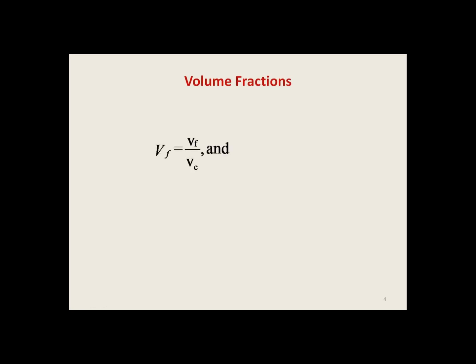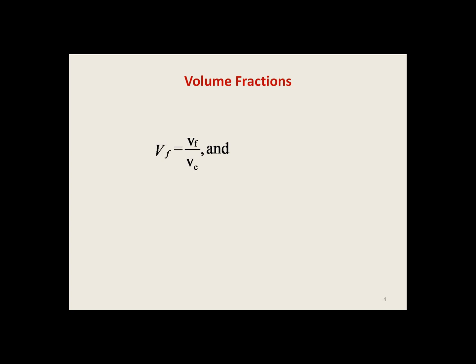Now we'll discuss the volume and mass fractions, density and the void content. All these points are necessary from the experimental point of view. The formula for the fiber volume fraction is defined as Vf by Vc, a small Vf by Vc. I must mention, a small Vf is the volume of fiber, and a small Vc is the volume of composite.